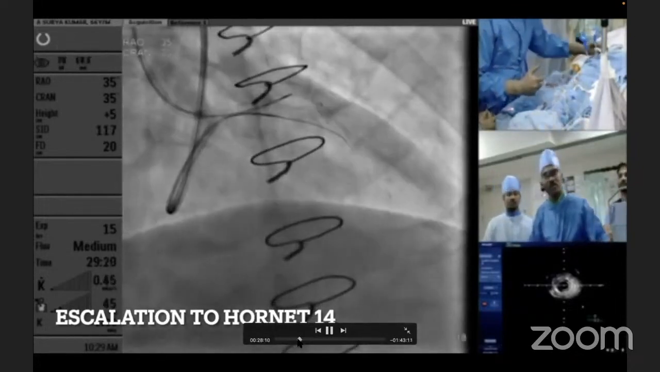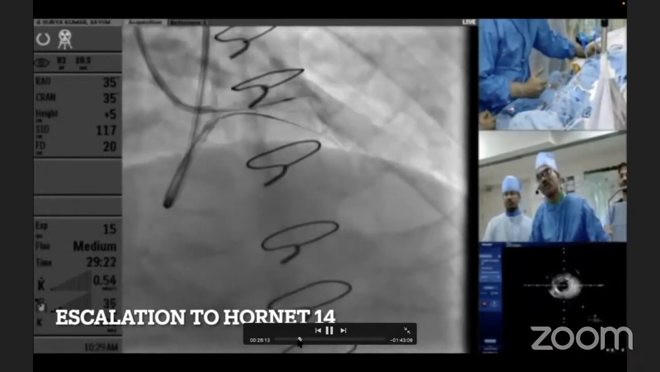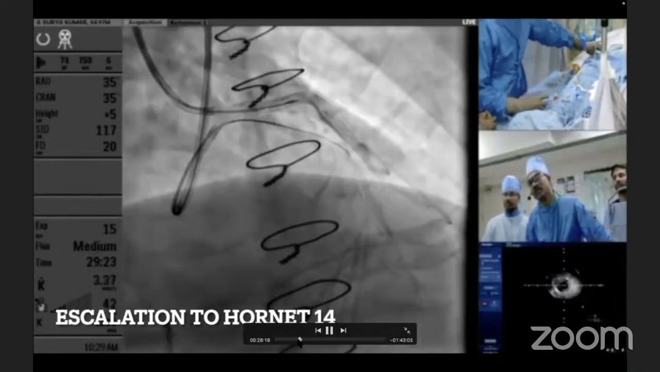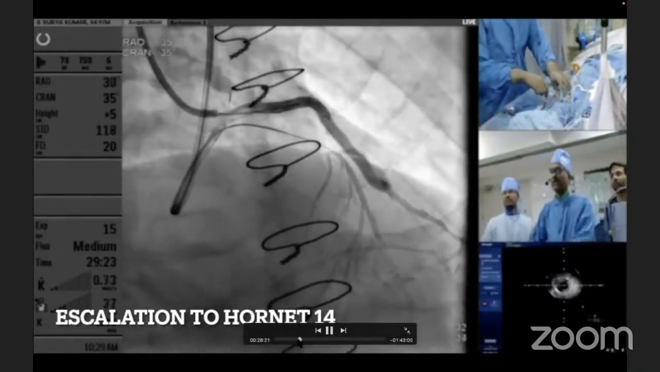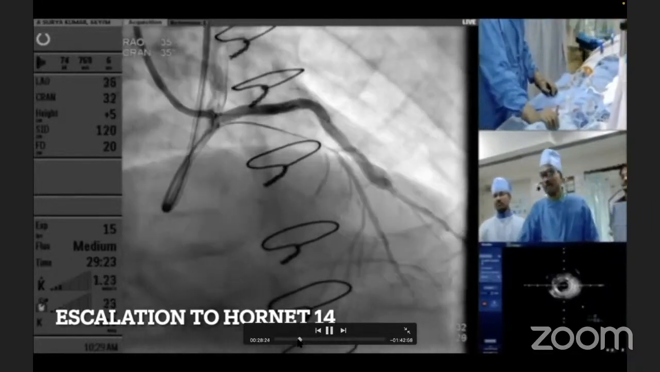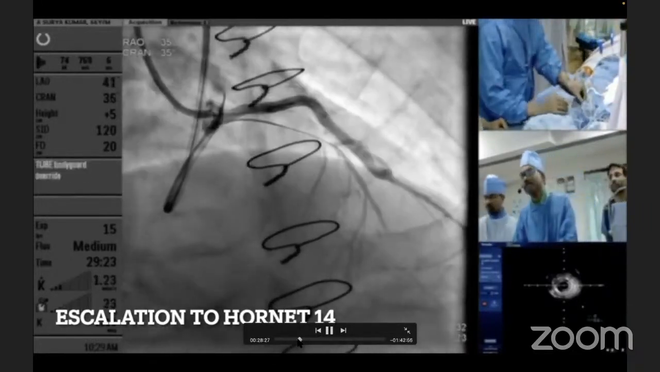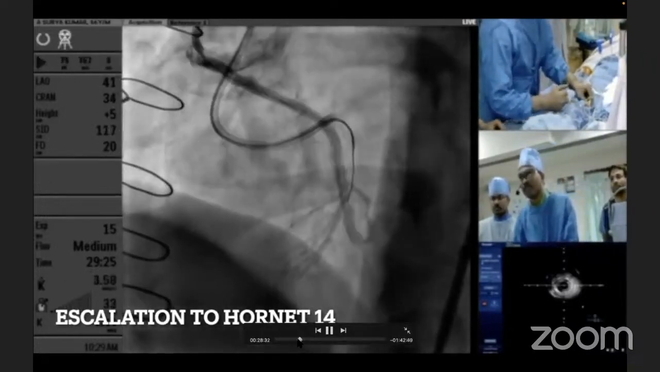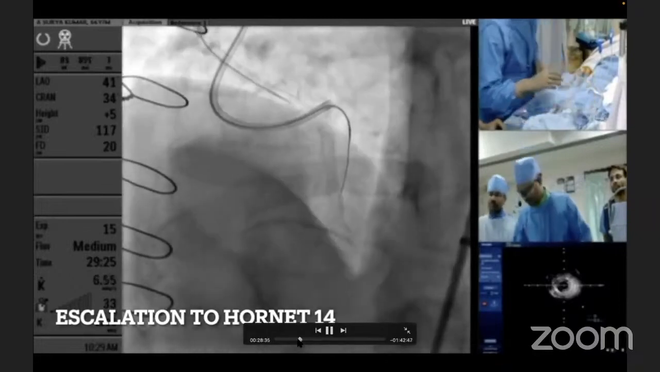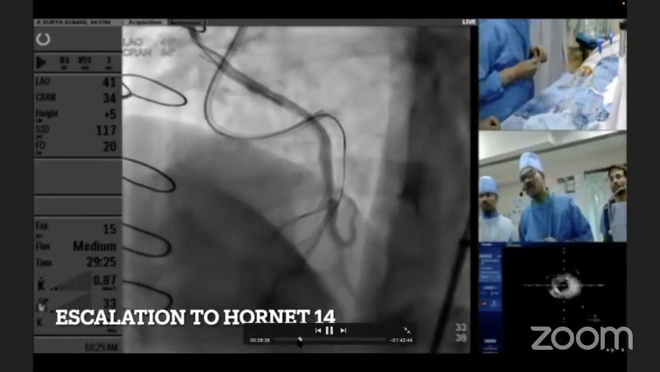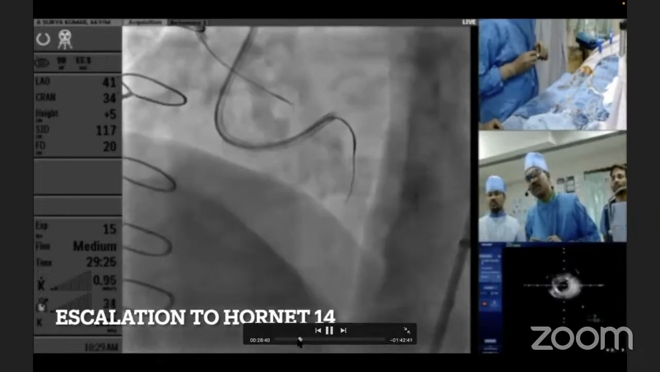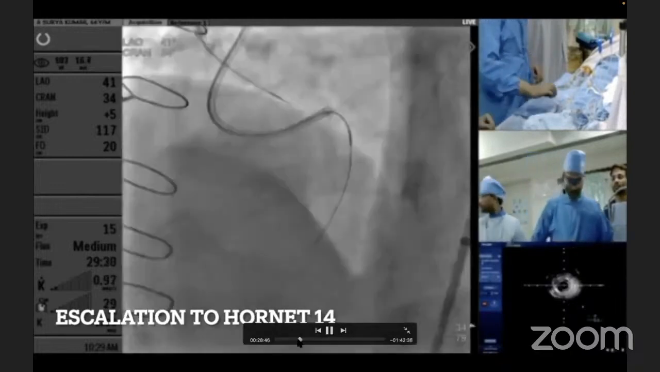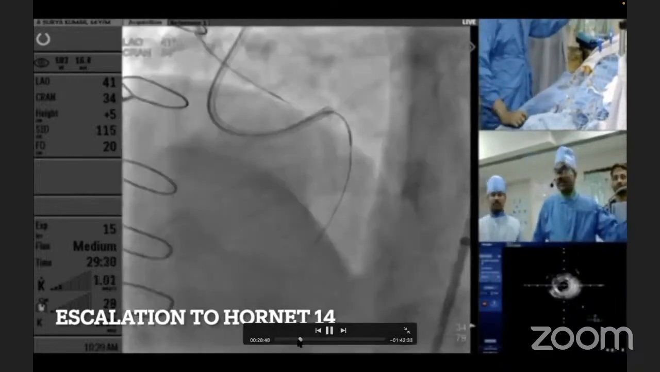And that's how two orthogonal views are very, very important in wiring. So now you can see this through lumen, and it reached even before the diagonal. I don't want to re-enter, because then we lose the diagonal. In both the views, it is in the true lumen, and you can see how big the RCA territory is. This is the slide test which I'm doing. Hornet could penetrate the distal cap.